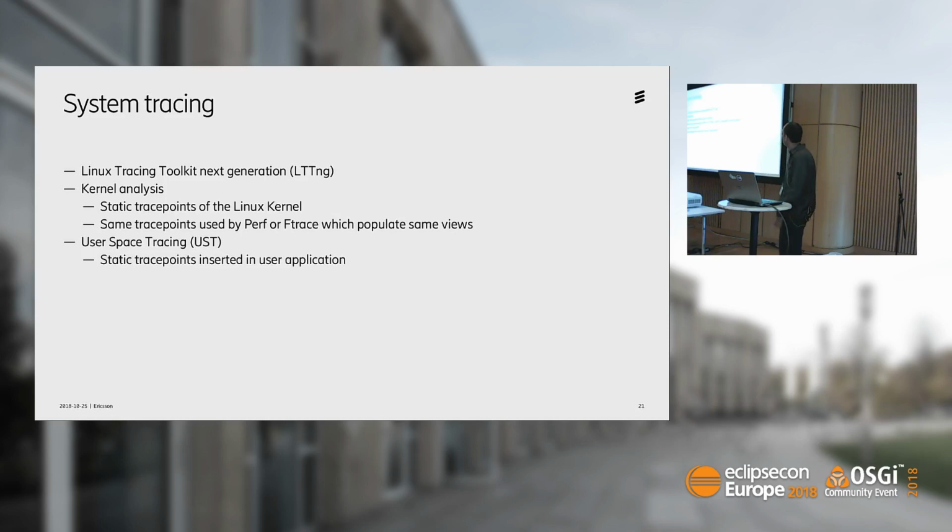System tracing: the default implementation we have is for Linux tracing. Linux Tracing Toolkit, LTTng, provides kernel analysis and user space. For kernel analysis, it hooks onto the trace points that the Linux kernel provides and stores it in their way in CTF. But the interesting thing is it's the same trace points that other tools use, like perf or ftrace, and we are able to populate the views also from the other traces.